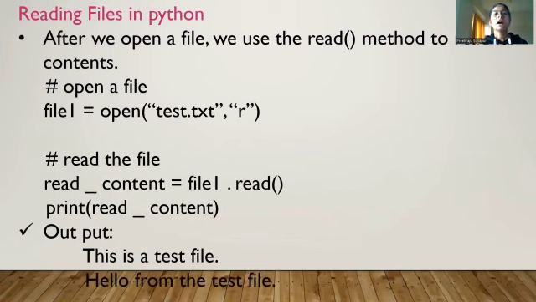Reading a file in Python. After we open a file, we use the read method to read the contents. Variable file1 is declared in which we open a test.txt file in read mode. Then the read contents variable is declared in which file1 is read. Then we print the read content, as file1 contains the string, this is a test file, hello from the test file.